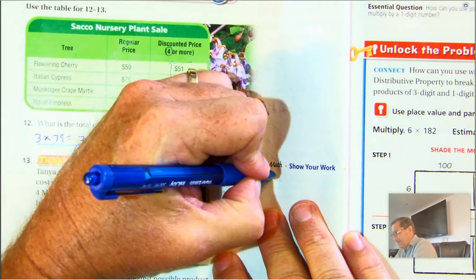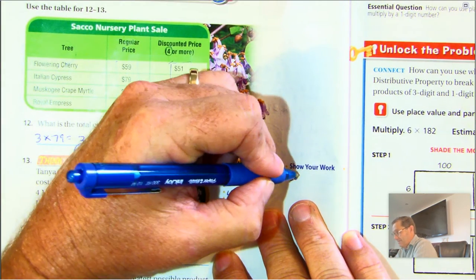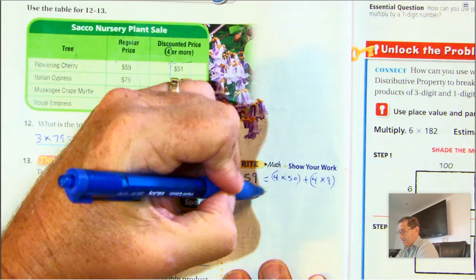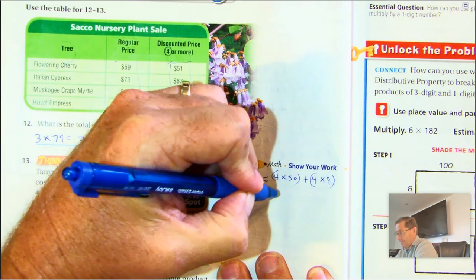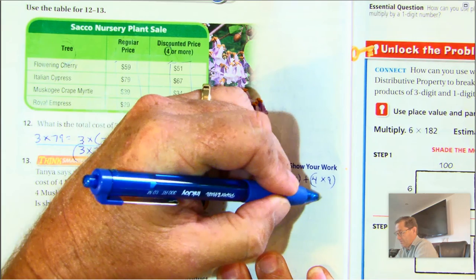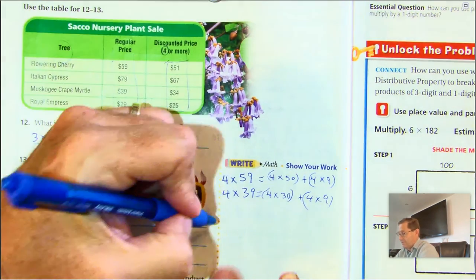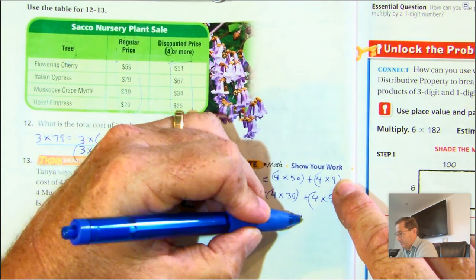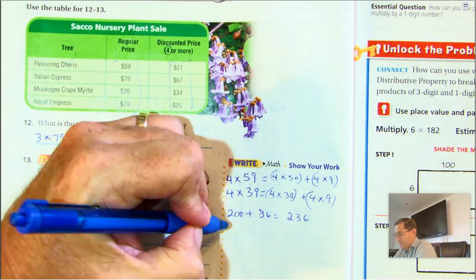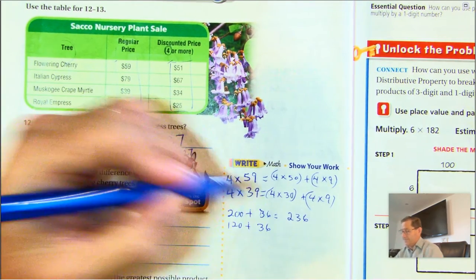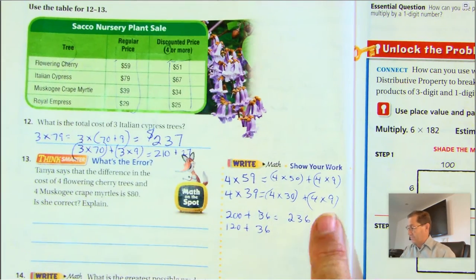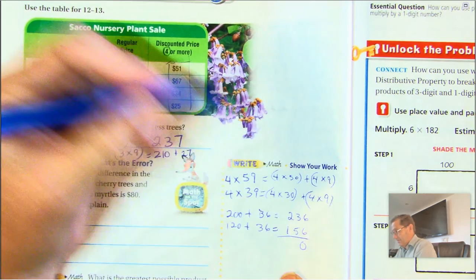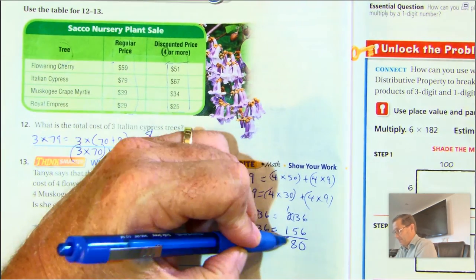So 4 times 59 is the same as 4 times 50 plus 4 times 9. The Muskogee crepe myrtles is the same as saying 4 times 30 plus 4 times 9. So the cherry trees, 200 plus 36, $236, and the other one is 120 plus 36. 4 times 30 is 120, 4 times 9 is 36. That would be a total of 156. Well, the difference would be $80.